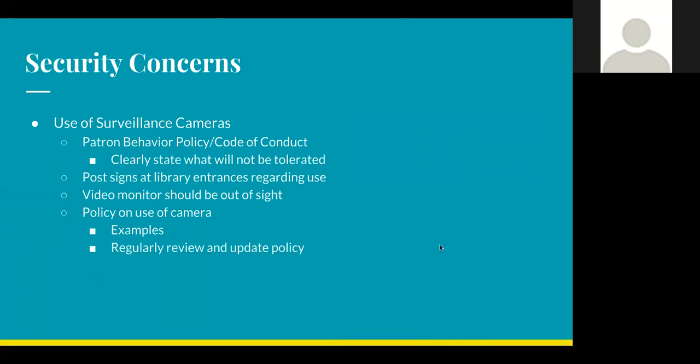Again, we're going to show you some policies for surveillance cameras, but one of the things that's really important is the video monitor should be out of sight. When we talk about patron privacy, and we talked about the few people in the library that are doing anything nefarious, we have to consider those other 90%.